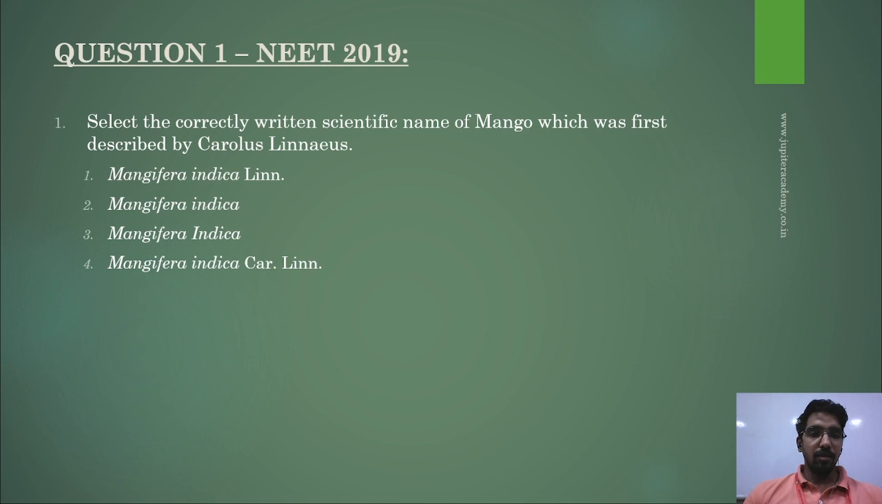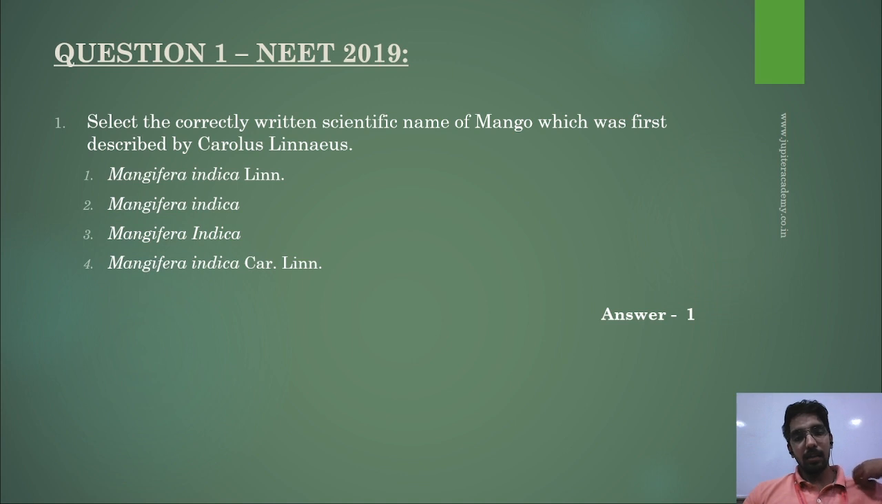We have Mangifera indica Linn. This is the first option. Second option is Mangifera indica. Third option is Mangifera indica, but here the I is in capital letter, from the species name. And the final one is Mangifera indica car. Linn, where car is for Carolus. So which one of the following four options is the correct answer? The option is obviously one.